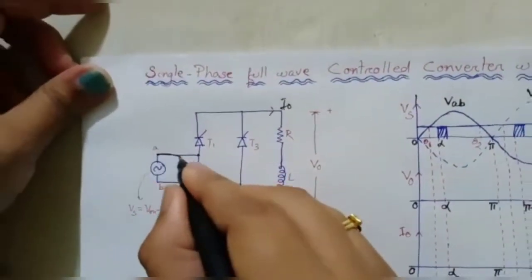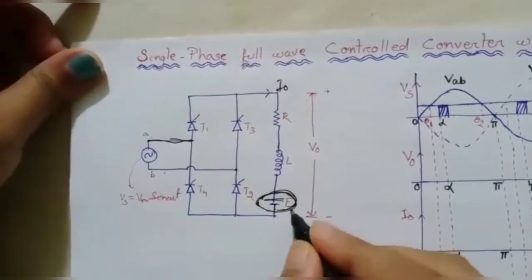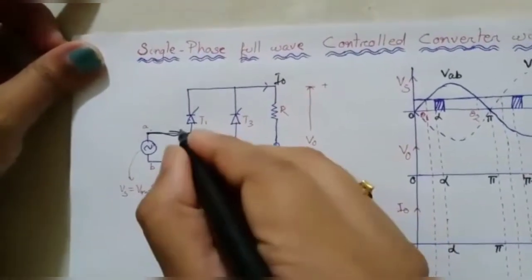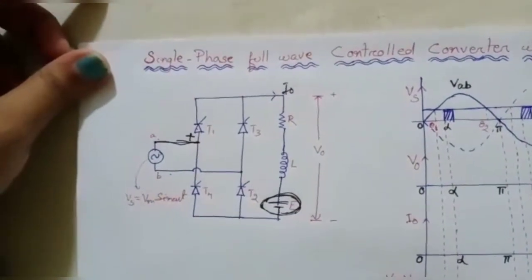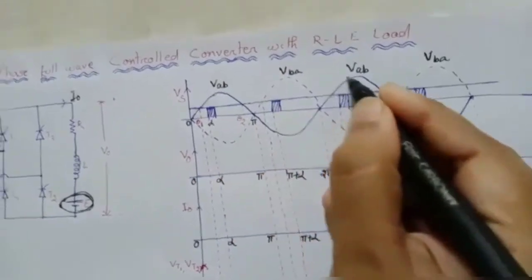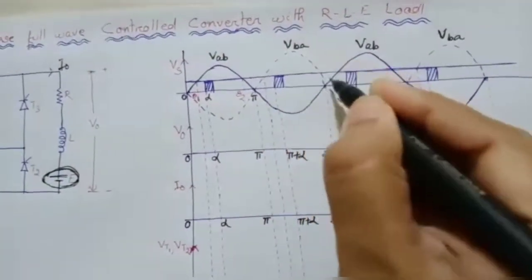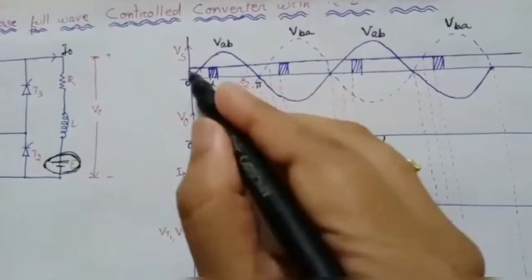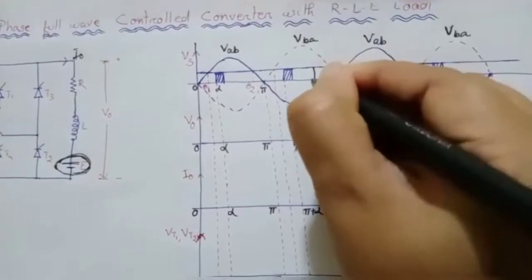If VAB or Vs is greater than E, only then will the thyristor be in forward biased condition. Here is the waveform. This is the positive voltage VAB, the dotted portion is the negative voltage VBA, and this is the constant DC source present in the load. The magnitude is E.